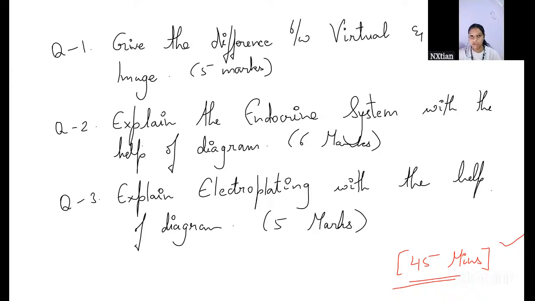All right. You have two diagrams, okay, and three answers that you have to write. Don't try to take more than 45 minutes. You have to finish it in 45 minutes. How to write the answers? Difference between virtual and real image. Like I say, always draw columns when you're writing the differences. So draw two columns for the first answer.